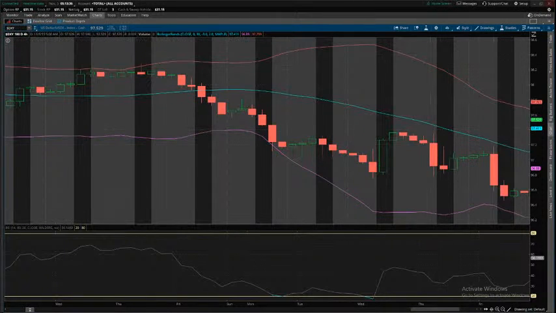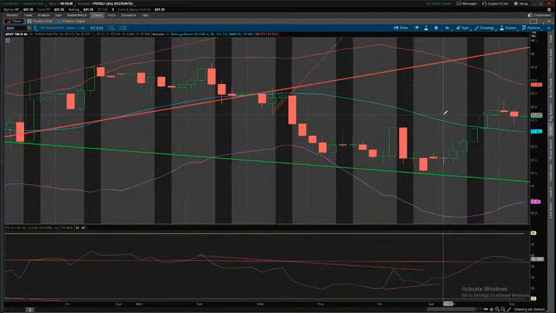So the dollar, good day yesterday. A flight to safety. It was a very strange day yesterday in that we had some negative news out of China regarding the trade deal.